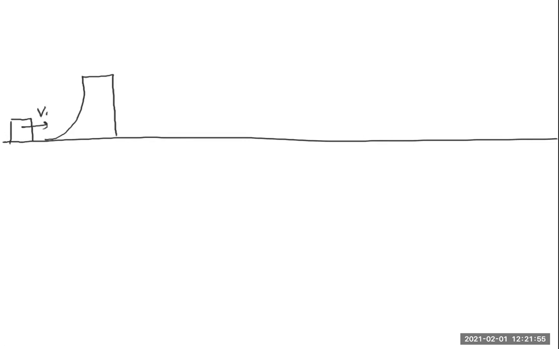Block has velocity V naught. Wedge has velocity zero. The block now is here on the wedge. What happened? The moment it started to climb, the block applied a normal reaction on the wedge like this. And the wedge, of course, has applied a normal reaction on the block like this, but we are not really bothered with that at the moment. Because this normal reaction has a horizontal component, the wedge begins to accelerate in this direction.